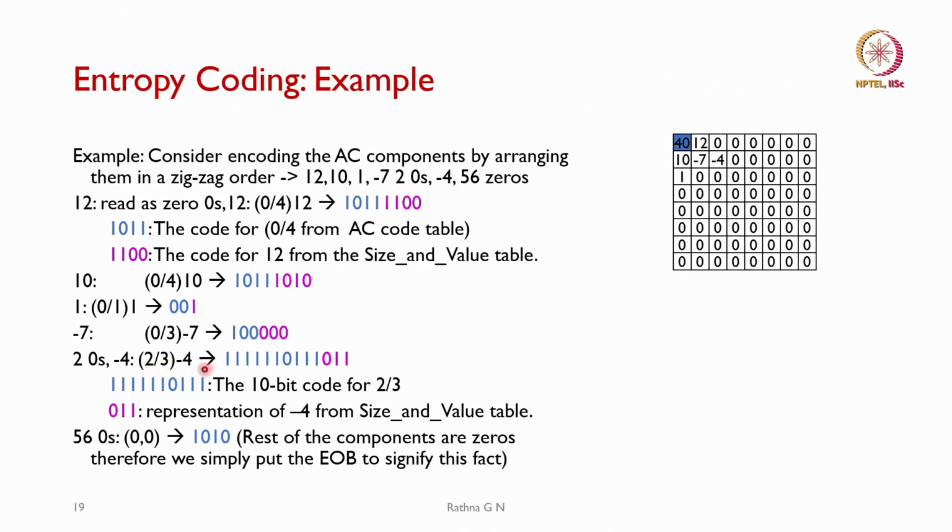You send it in this fashion, and the 10 bit code for 2/3 is represented, and the last one, minus 4, you represent using the size and value table. The last one, 56 zeros, has been represented by 0/0, 1010, since the rest of the components are zeros. Therefore, we simply put the end of block to show that this is the end of the block. Okay. So, this is how the coding has been implemented in JPEG.